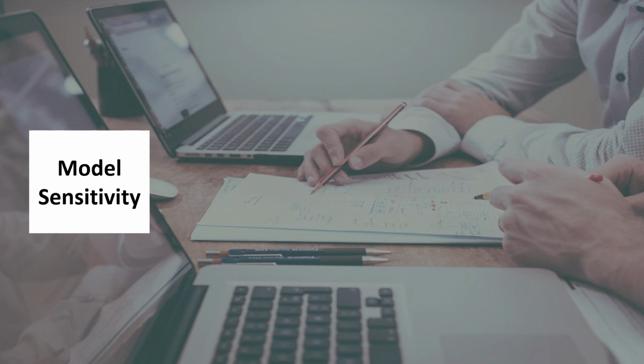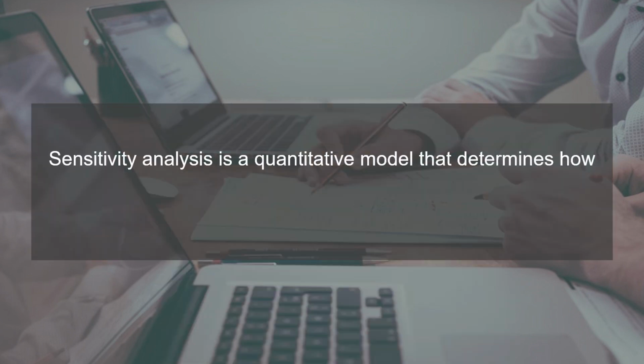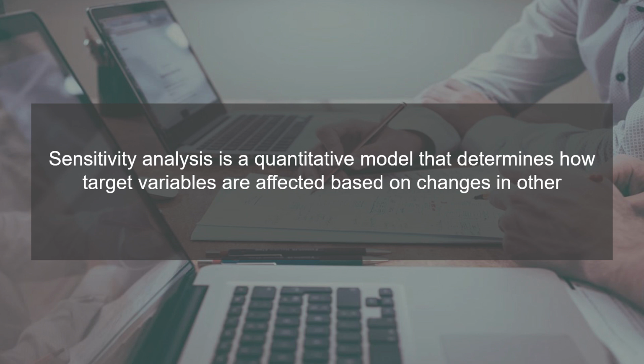Now let us understand what is model sensitivity. When we say model sensitivity, it means that if you change one variable, what is the impact on another variable, and how much change one variable brings into the other variable. So we can define model sensitivity as a quantitative model that determines how target variables are affected based on changes in the other variables, which are known as input variables. Input variables here in inventory related models are like order quantity and the timing of placing an order.